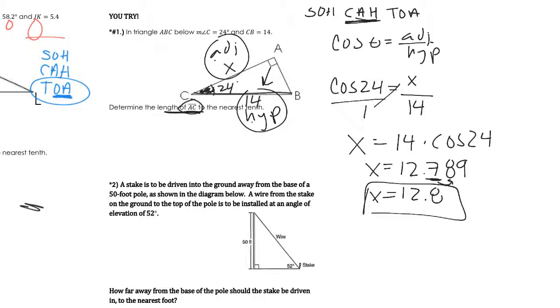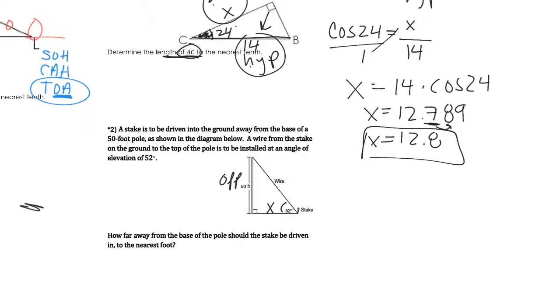The bottom question says, how far, to the nearest foot, how far away from the base is the stake? So I'm trying to find this side. Now I have 50, which is the opposite, and I want to find this bottom, stake to the pole. Let me just make sure that's right. Yeah, from the base of the pole to the stake, that's this side. And that's my adjacent side.